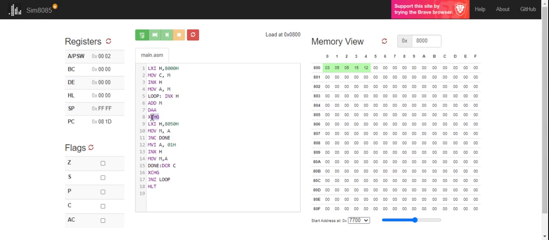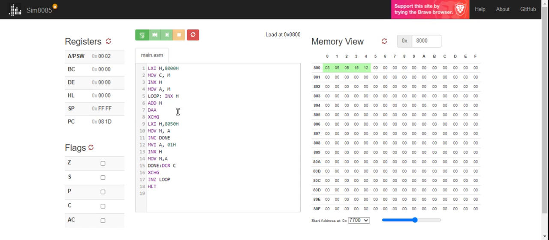Why am I using this XCHG? XCHG, please remember, is going to exchange the values of DE and HL register pair values. So when I'm going to be doing this loop operation, I will be using this XCHG. When we look into this particular program, you'll understand why we use this XCHG. I've been using this in two places over here.